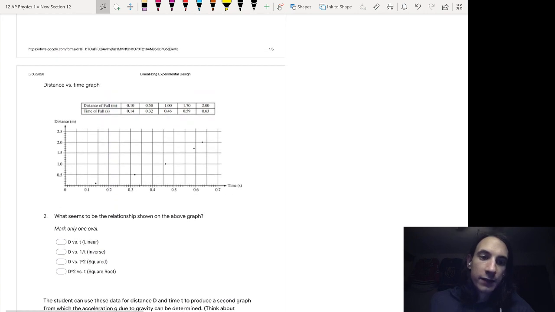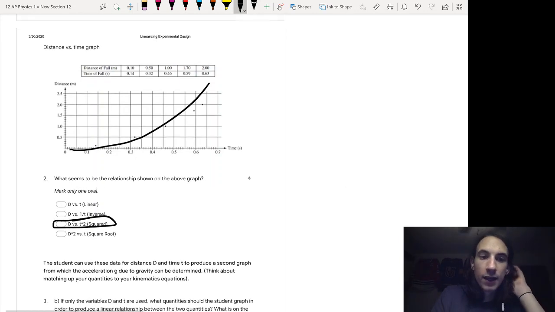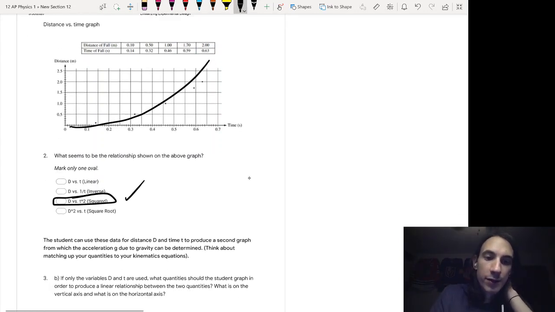the relationship. This really looks like one of those quadratic or polynomial or squared relationships that we see. We know that an inverse relationship looks more like that. We know the square root looks more like that. The linear looks straight, but this looks like it's curving upwards. As time is increasing, our distance starts to increase more. So it looks like we have this squared relationship.